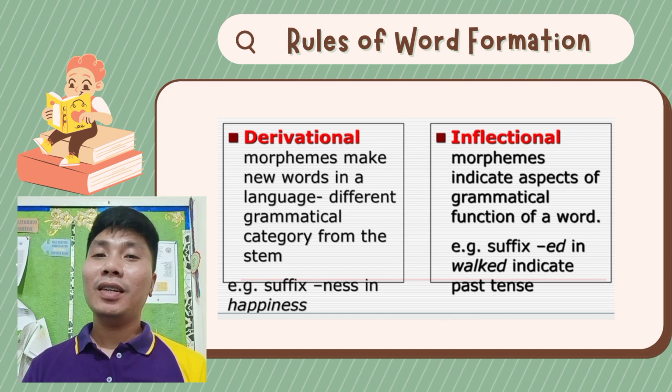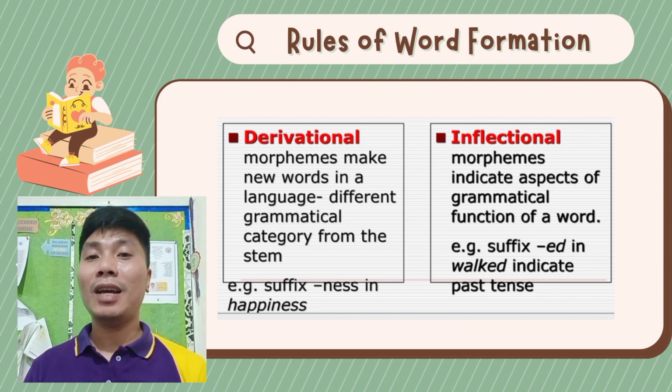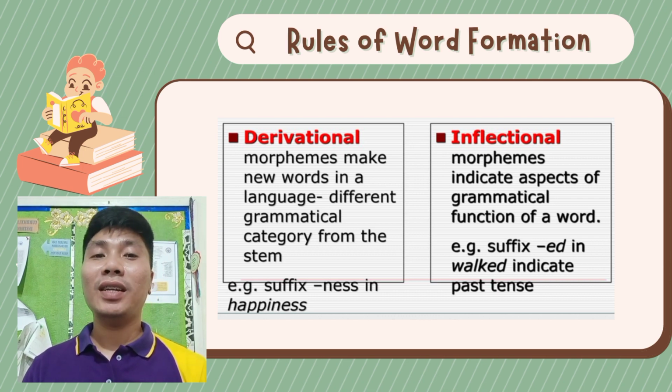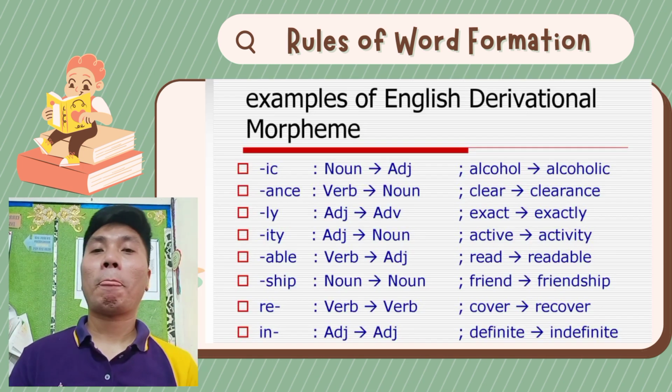And I have here the illustration just to show you the difference again between derivational and inflectional morphemes. Again, derivational morphemes make new words in the language, of a different grammatical category from the stem. For example, we have the suffix -ness in the word happiness. While inflectional morphemes indicate aspects of grammatical function of a word. For example, we have here the suffix -ed in the word walked, which indicates past tense.